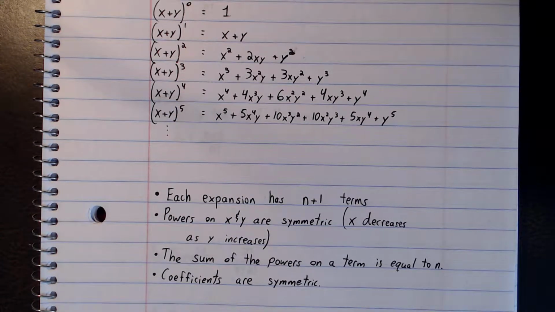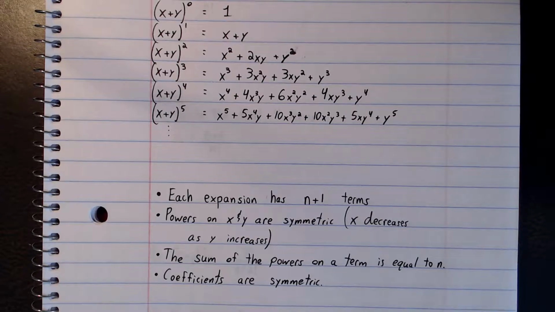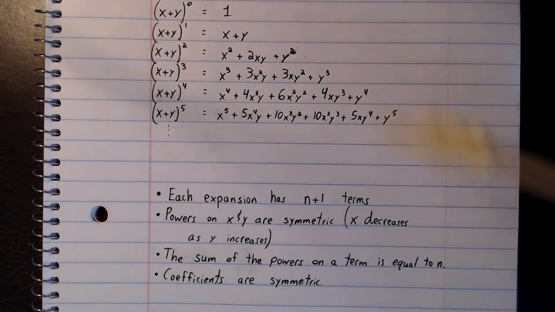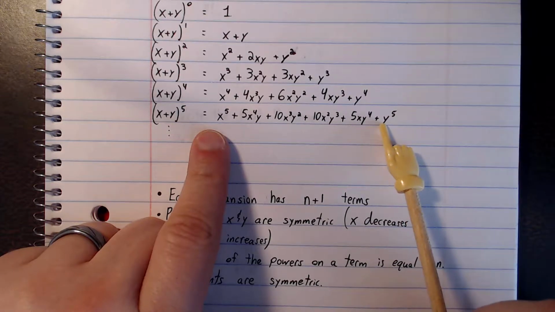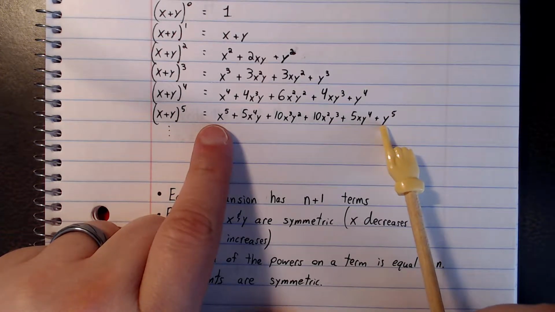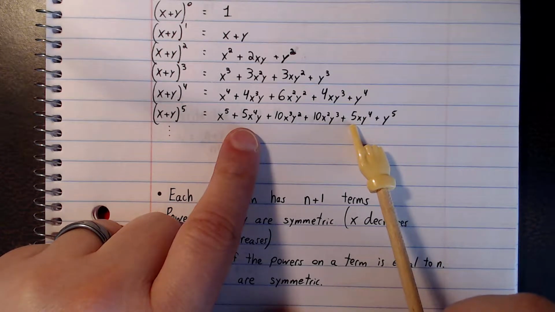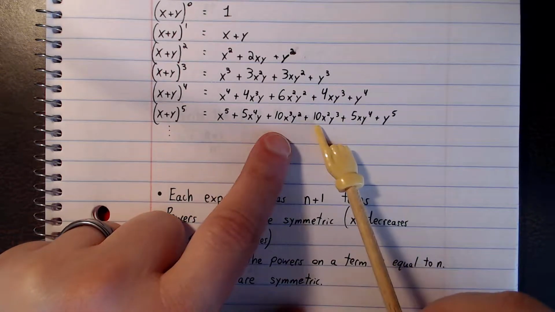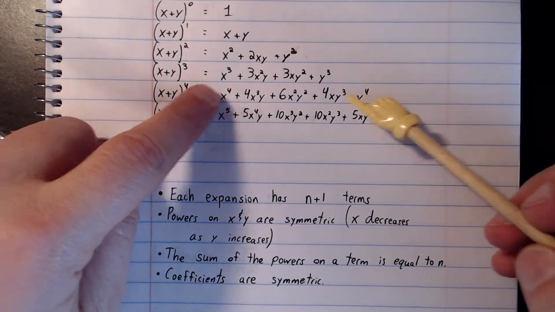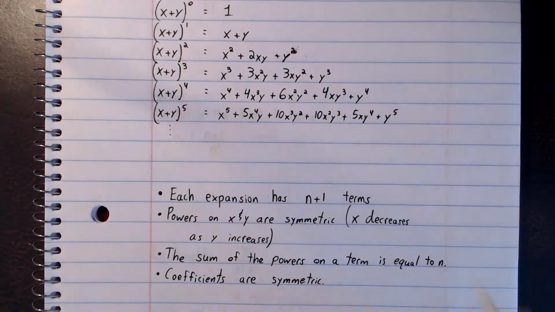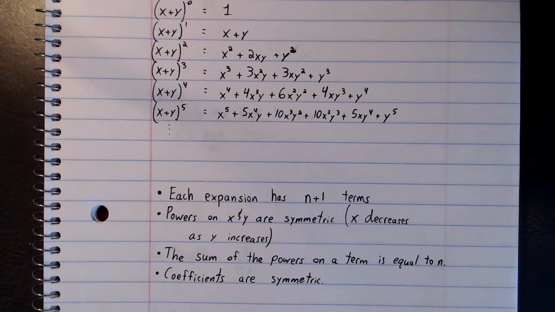And finally, the coefficients are symmetrical. That is going to be useful in the future. Okay, I'm going to look at this fifth expansion here. Anything that's missing, we assume to be a 1. So we notice that on both sides there's a 1, and then we have a coefficient of 5, and then a coefficient of 10. So it's symmetrical on both sides, and it happens here as well. So those 4 things we want to keep in mind when we're working with the binomial theorem.